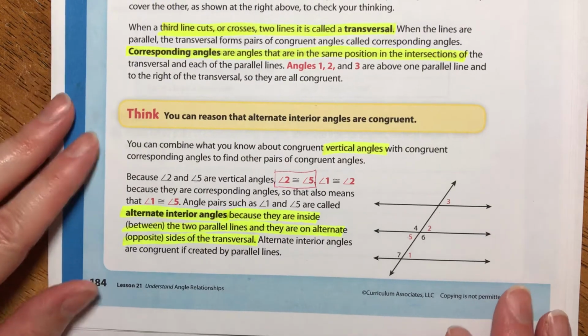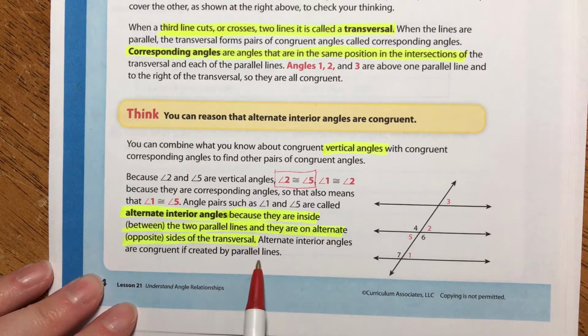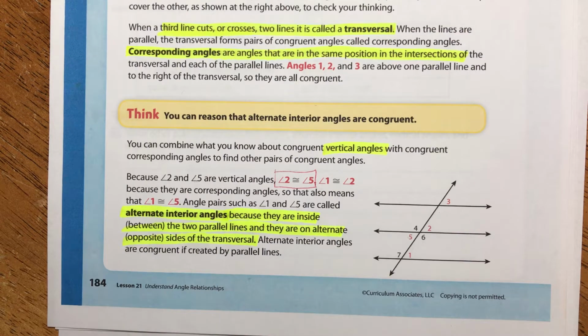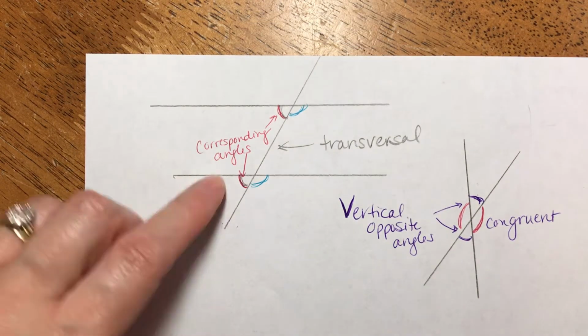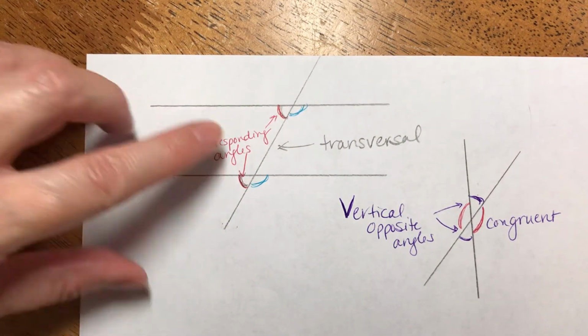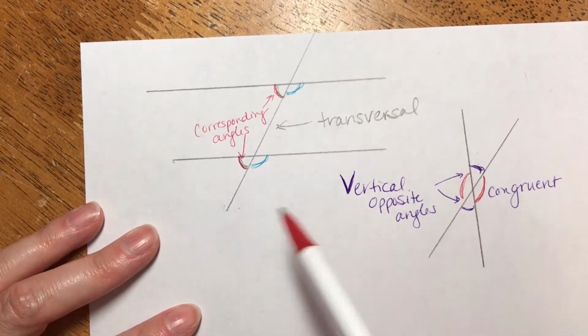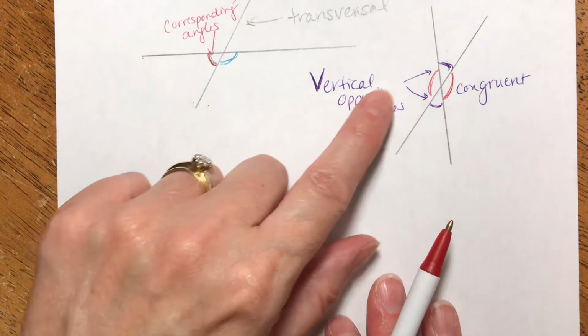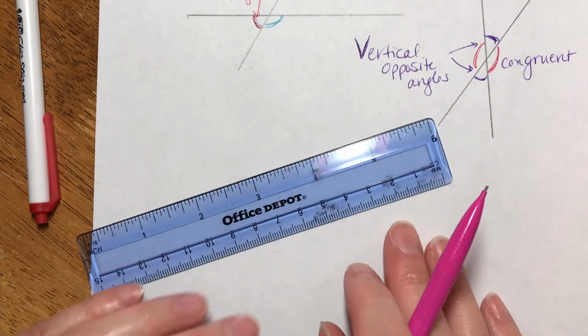Okay. All right. Alternate interior angles are congruent if they're created by parallel lines. I'm going to draw a picture of this. So I'm going to go back to my paper. So these were corresponding, same location at the intersection. The transversal is the line. Vertical angles are opposite, right? Okay. Let's talk about alternate interior.